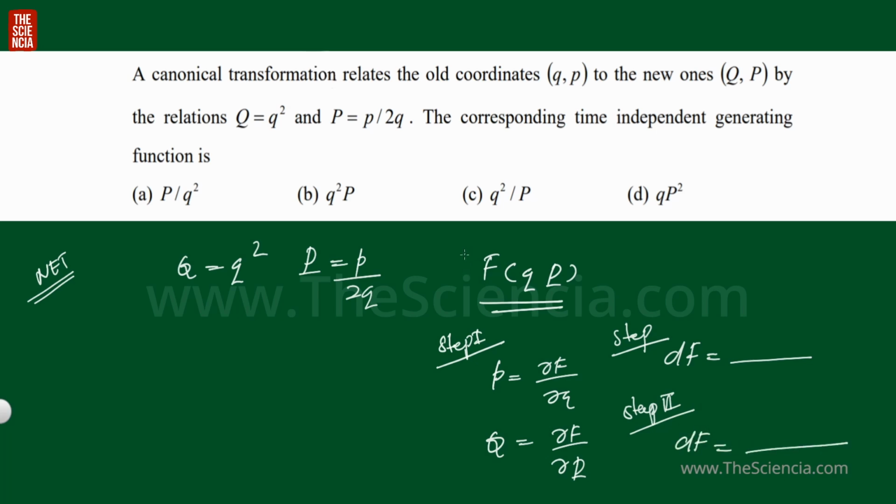Here in this question, the only difficulty is that it is not specified what the generating function is. The form of the generating function is not specified, but we can easily identify it from the given options. In the given options, the generating functions are only functions of q and P.